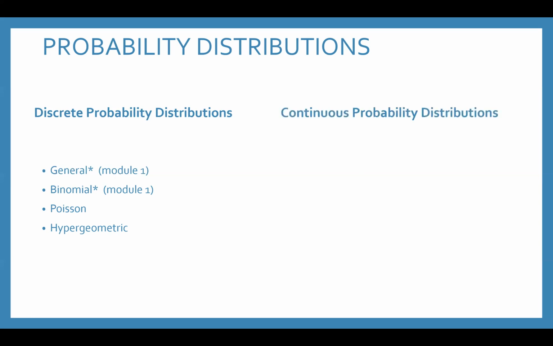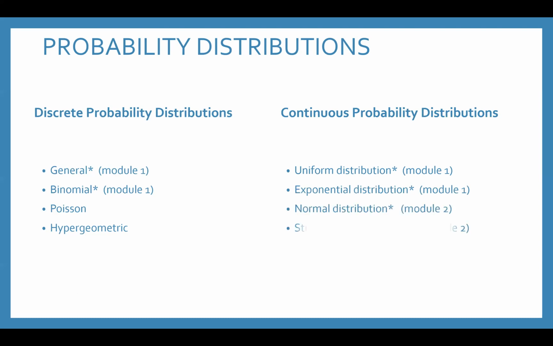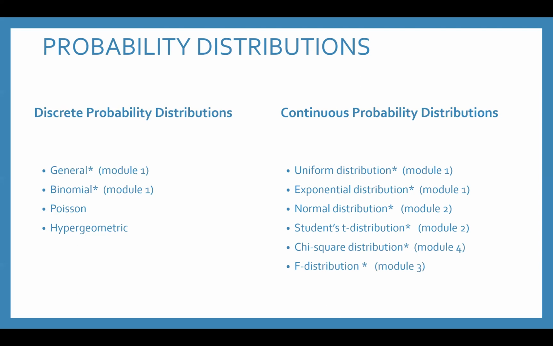For continuous, we actually look at a few more. We do the uniform distribution, which we're going to look at here in Module 1, the exponential distribution, the normal distribution, the student's t-distribution, chi-square, and then the f distribution. And I think that's all of them. We look at more of those because there's more things you can do with a continuous, and sometimes the discrete can be modeled using primarily the normal distribution. Normal distribution is probably the one that is used most often throughout statistics.